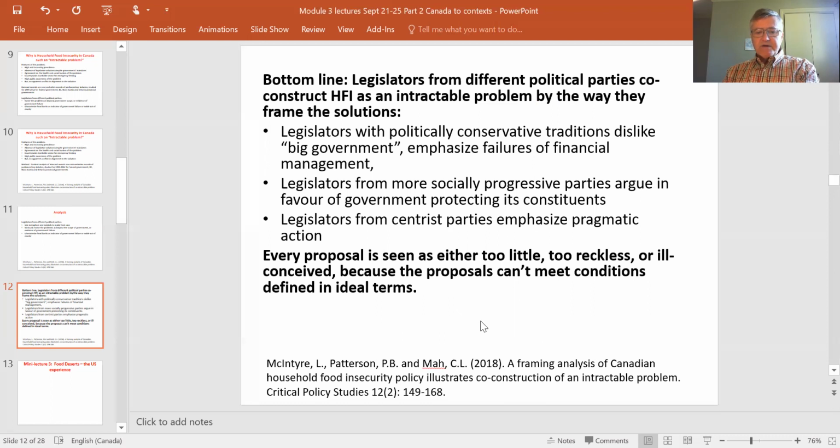The bottom line is that every proposal they were able to study over this 17-year period was seen by one group or another as either too little relative to the problem, too reckless in using public funds, or too ill-conceived, not having thought through the best way to implement it, because none of the solutions met ideal terms. This focus on getting the ideal from the left, the right, or the center was leading to the intractability of the problem. So that's part of our legislative process in Canada.